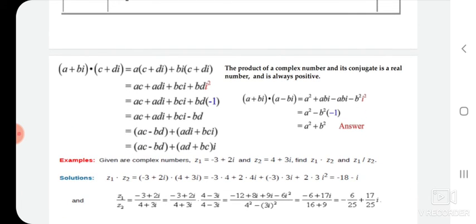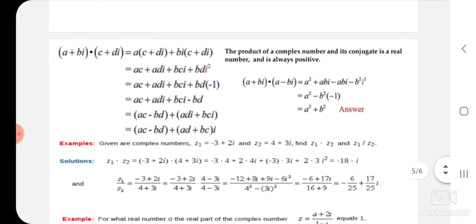Let us solve one numerical related to multiplication and division. If Z1 is equal to minus 3 plus 2i, Z2 is equal to 4 plus 3i, then find out Z1 into Z2 and Z1 by Z2. Z1 into Z2 is minus 3 plus 2i into 4 plus 3i. In that case, minus 3 into 4 plus 2 into 4i plus minus 3 into 3i plus 2 into 3i square. If we simplify, we get minus 18 minus i. Similar method as we solve the multiplication of two complex numbers.